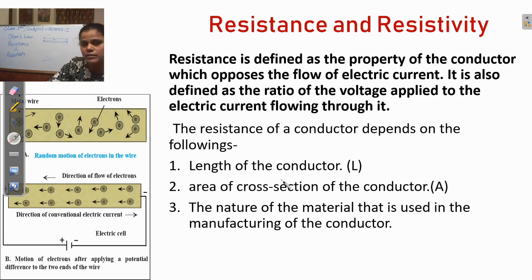The second thing is the area of cross section of the conductor, which is denoted by capital A. So this resistance depends on these two factors: the length of the conductor and the area of the cross section. Again, one more factor: the nature of the material used in the manufacturing of the conductor. So the resistance of a conductor depends on these three things.